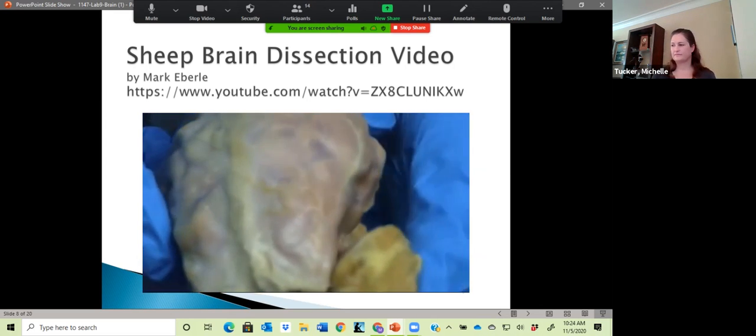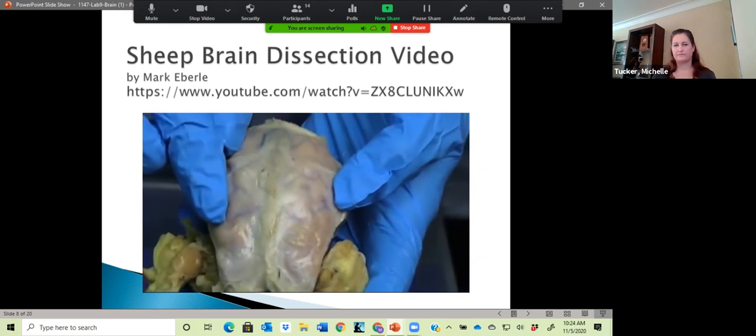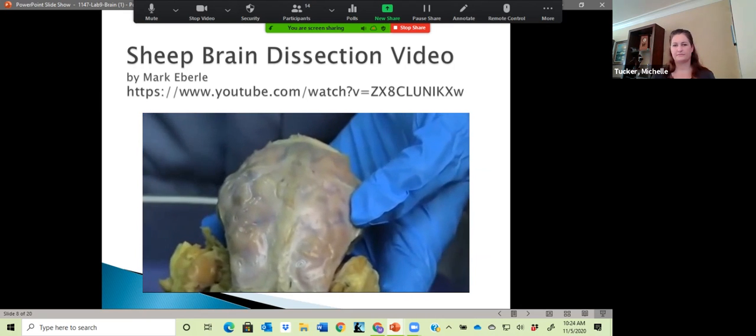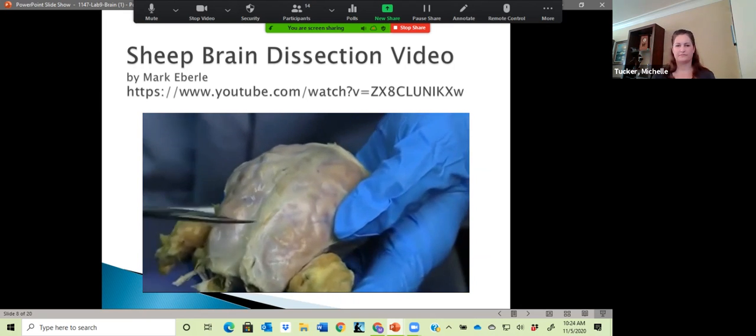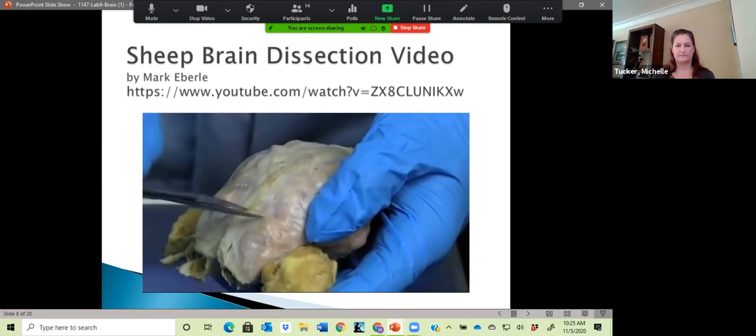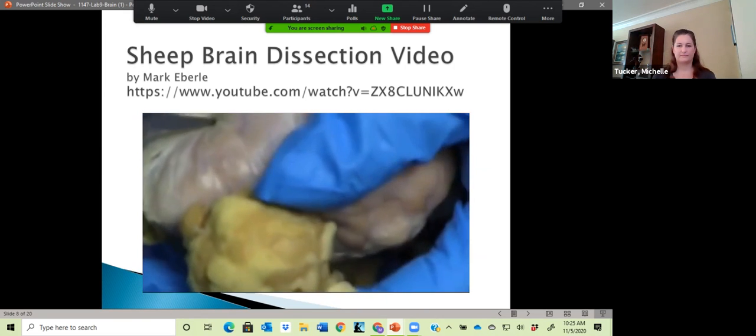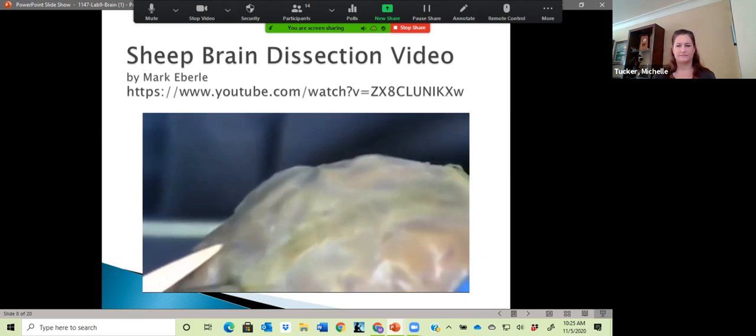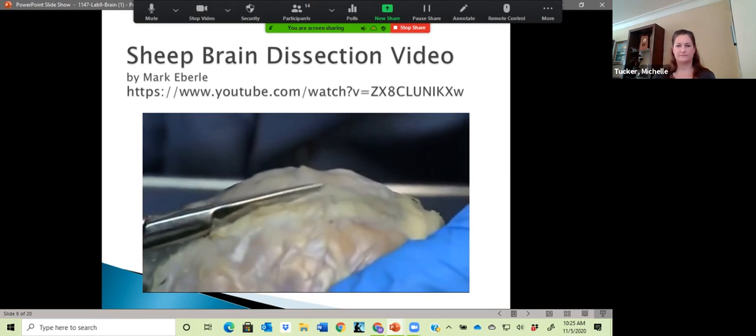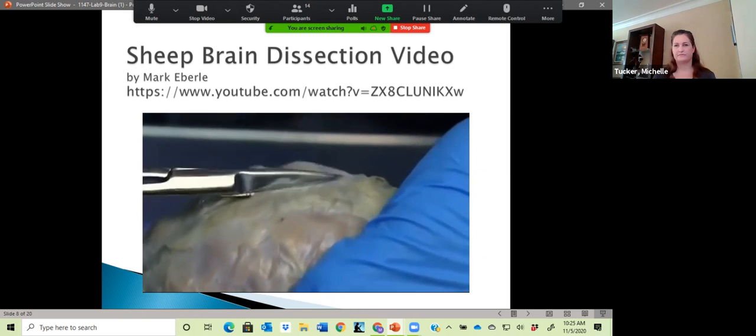So let's flip it back over. The way I like to take the dura mater off is I like to make a little snip with the scissors, and I'm just going to snip right there. It's tough, you'll find that out. And now that I have the scissors in, I'm going to cut along the side.